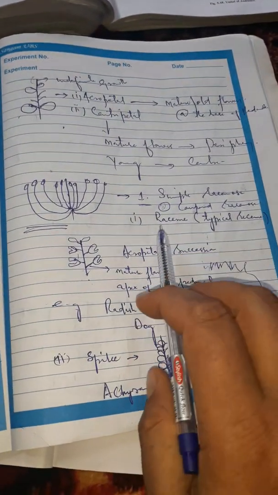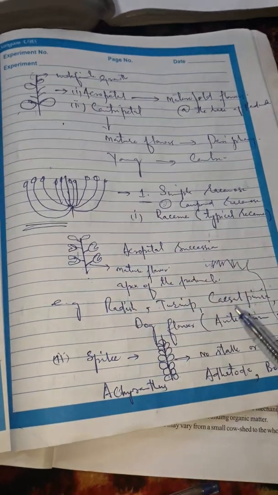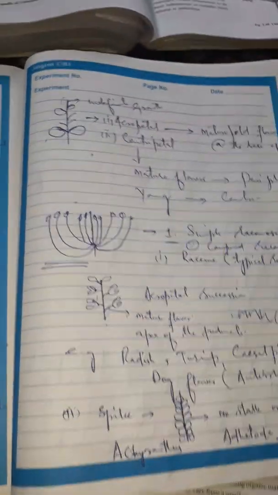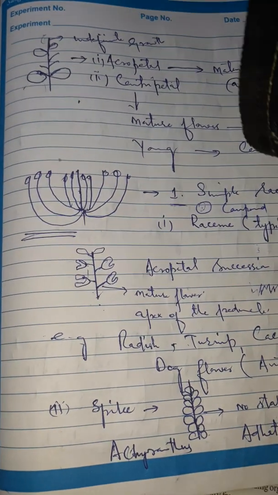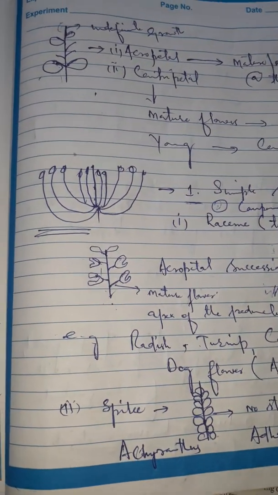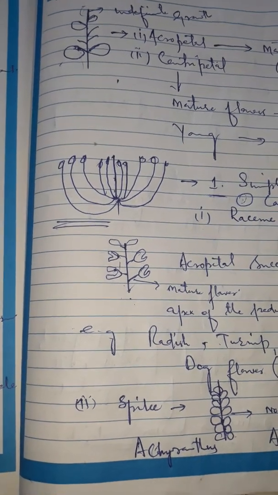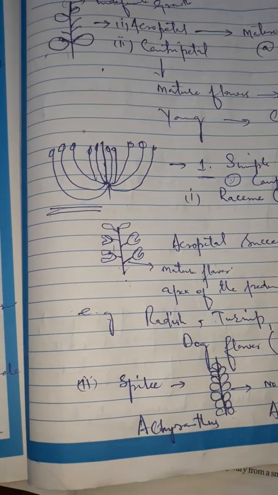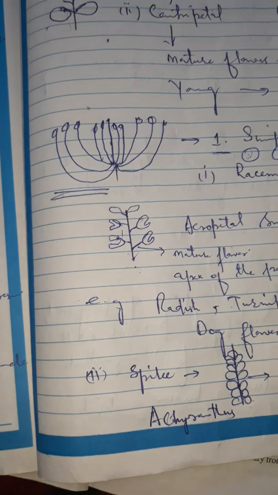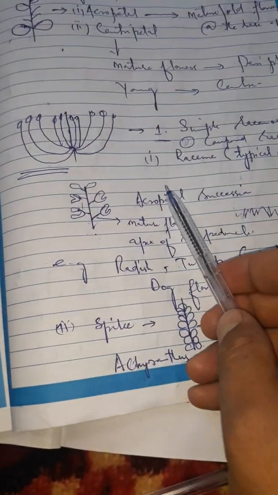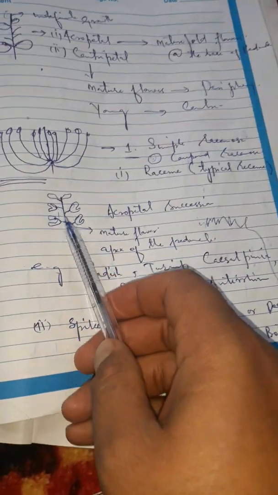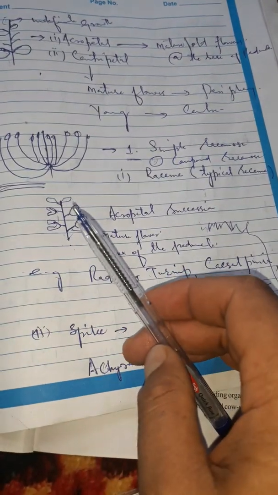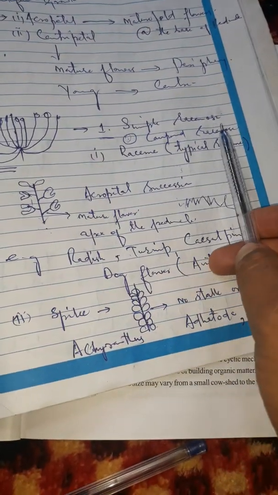The simple racemose inflorescence is that type of inflorescence in which the flowers are indefinite, indeterminate, and the peduncle is unbranched. The peduncle is not branched, right? This is the peduncle here. The peduncle is not branched. So this is called the simple racemose inflorescence.